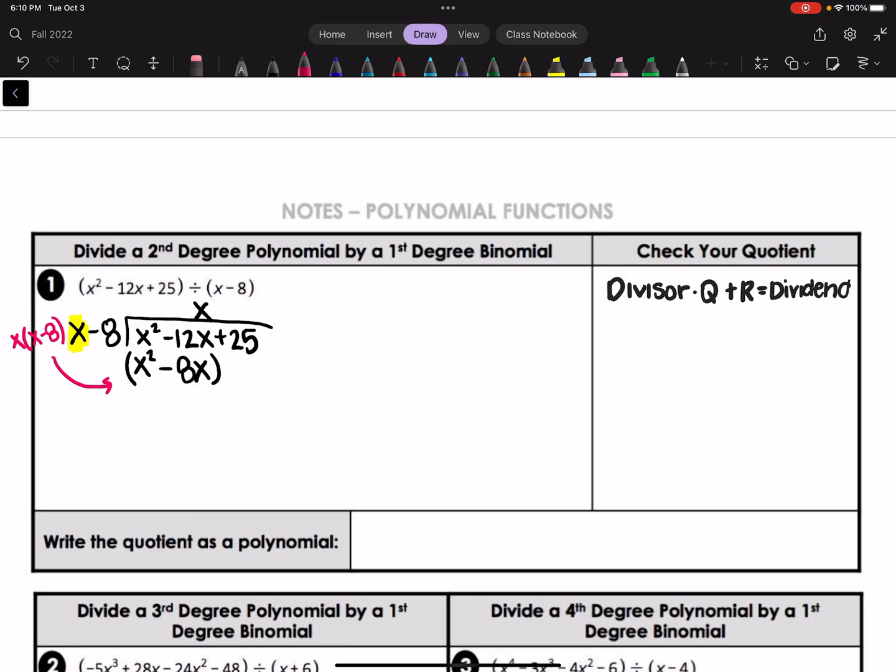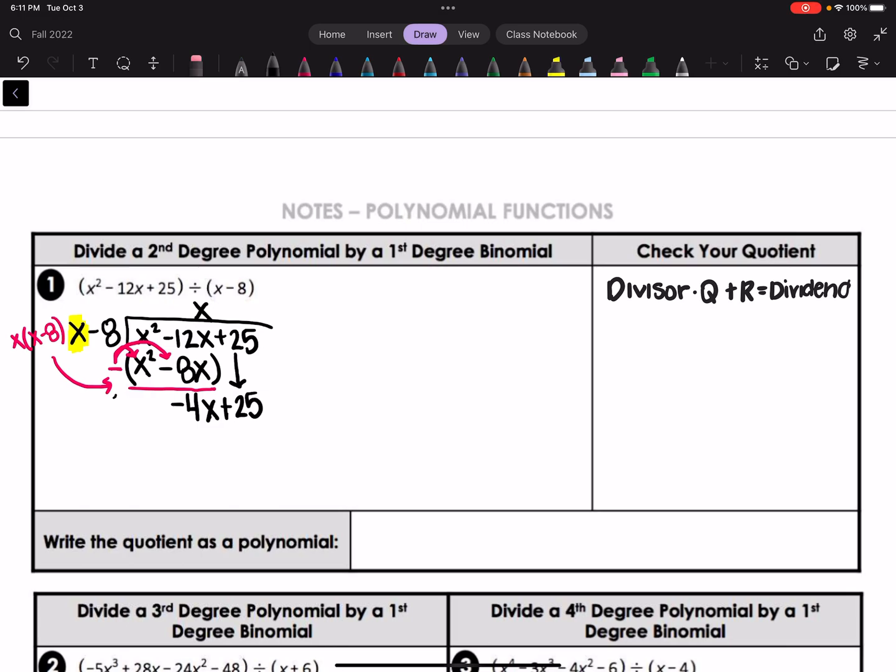I need to subtract this from my dividend. So I'm going to put parentheses around this binomial to remind myself that I need to subtract the entire polynomial. So I need to distribute my minus sign into my x squared minus 8x. So x squared minus x squared gives me 0x squared, and then negative 12x plus 8x gives me a negative 4x. Just like in regular long division, I need to bring my next term down. So I'm going to bring my 25 down, and then my process starts all over.